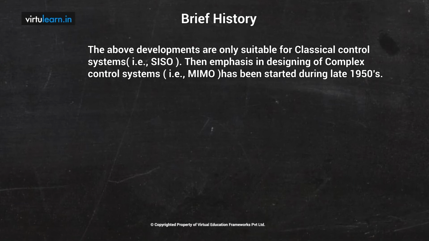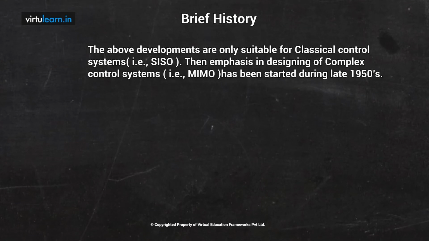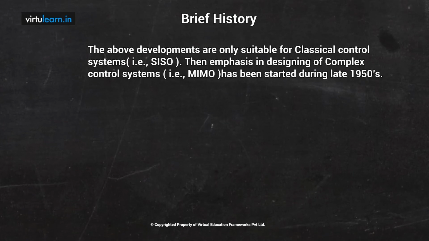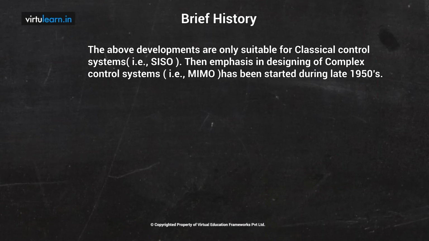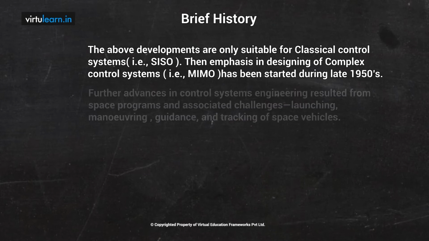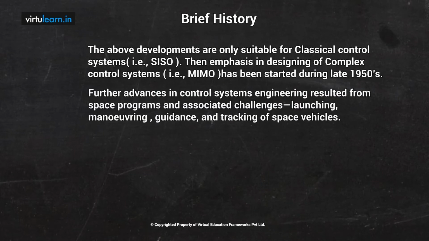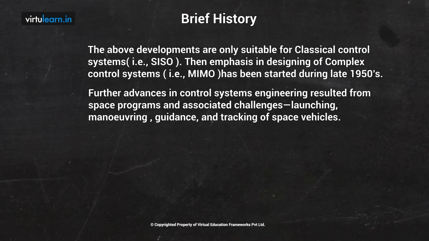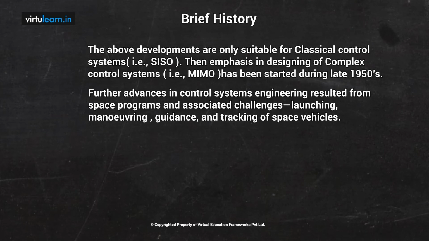Those complex control systems emerged from the late 1950s onwards. The developments which came till 1940 are called classical control problems because we have textbooks which guarantee the solutions of such kinds of control problems. Further advances in control systems engineering resulted from space programs and associated challenges like launching, maneuvering, guiding, as well as tracking of space vehicles.